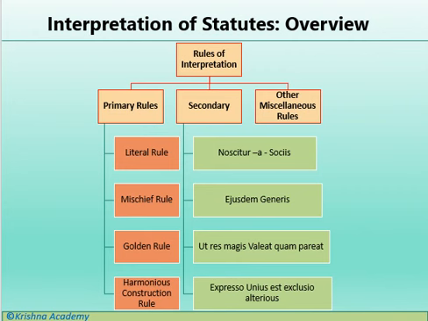In the secondary rule category, there are two main rules: Noscitur a sociis and Ejusdem generis. However, two more rules are covered under secondary rules, and these are Latin maxims actually: Ut res magis valeat quam pereat, and Expressio unius est exclusio alterius. As we told before, we are not going to explain in this, we will be covering subsequently.